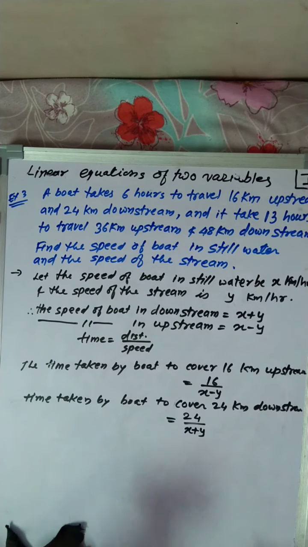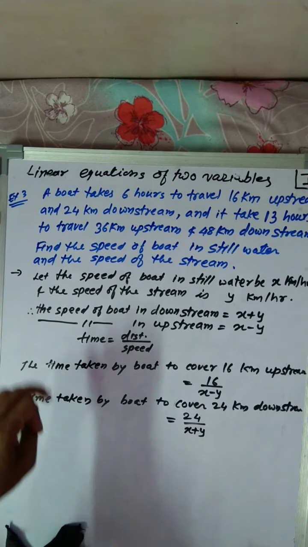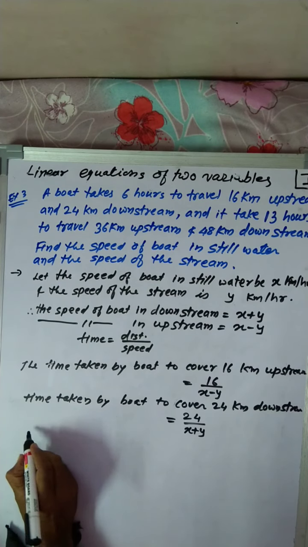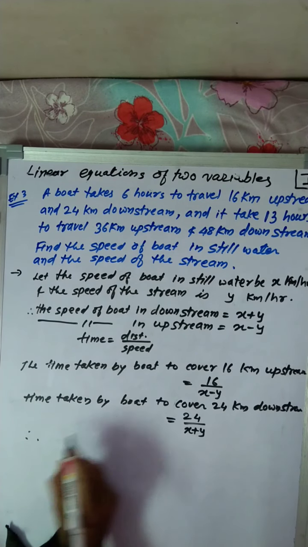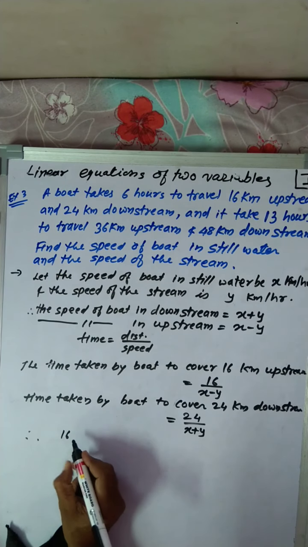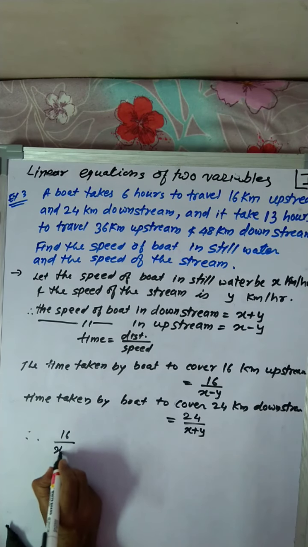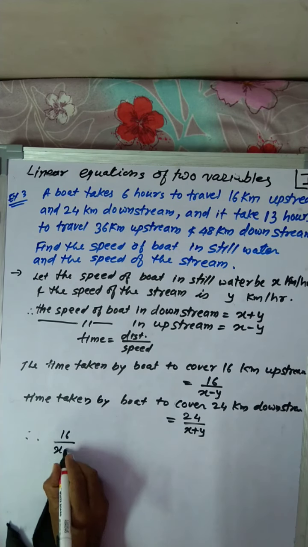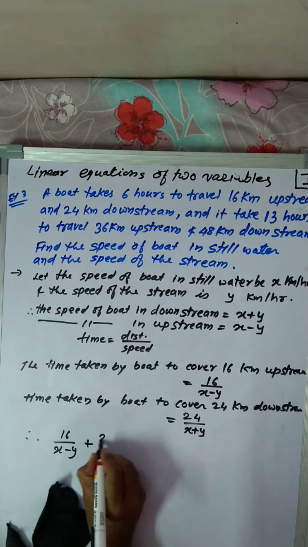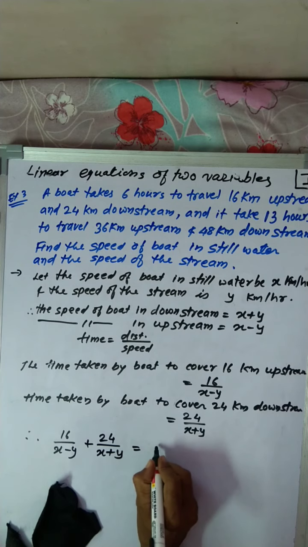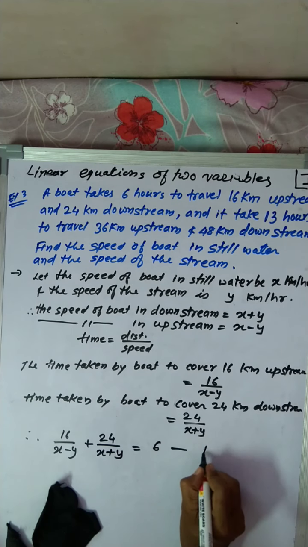Now the sum of these two times is 6 hours. The boat takes 6 hours to travel these two distances, upstream and downstream. That means if we add these two, we get the 6 hours. That means 16 upon x minus y plus 24 upon x plus y is equal to 6 hours. That is our first equation.